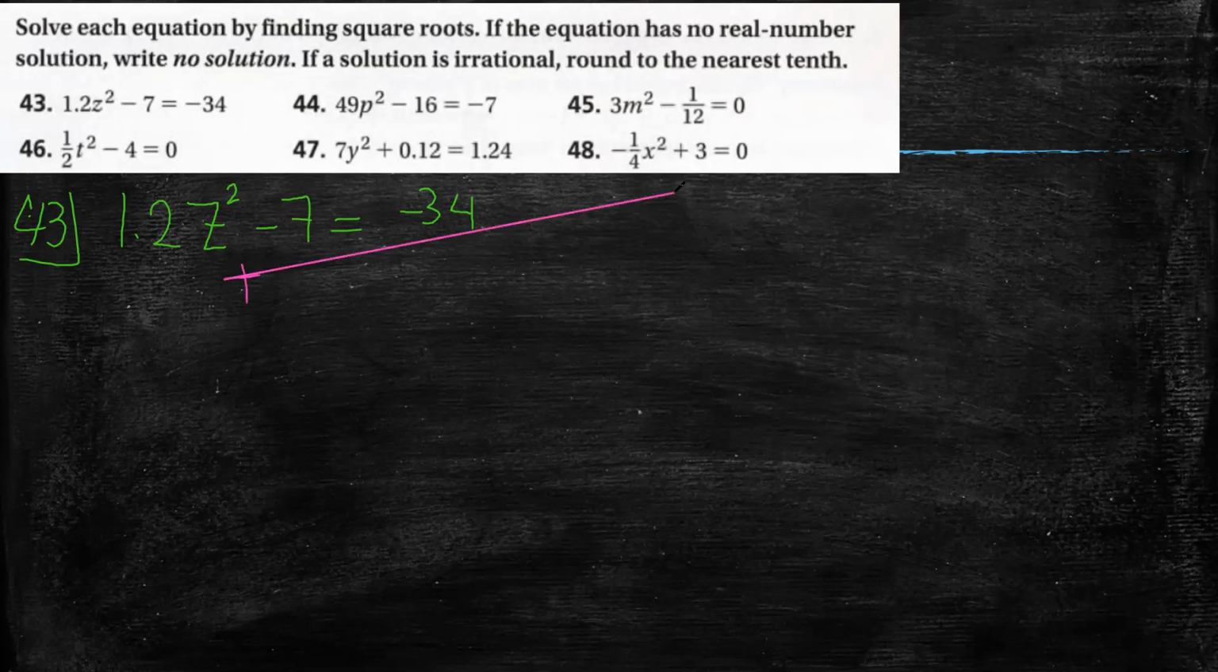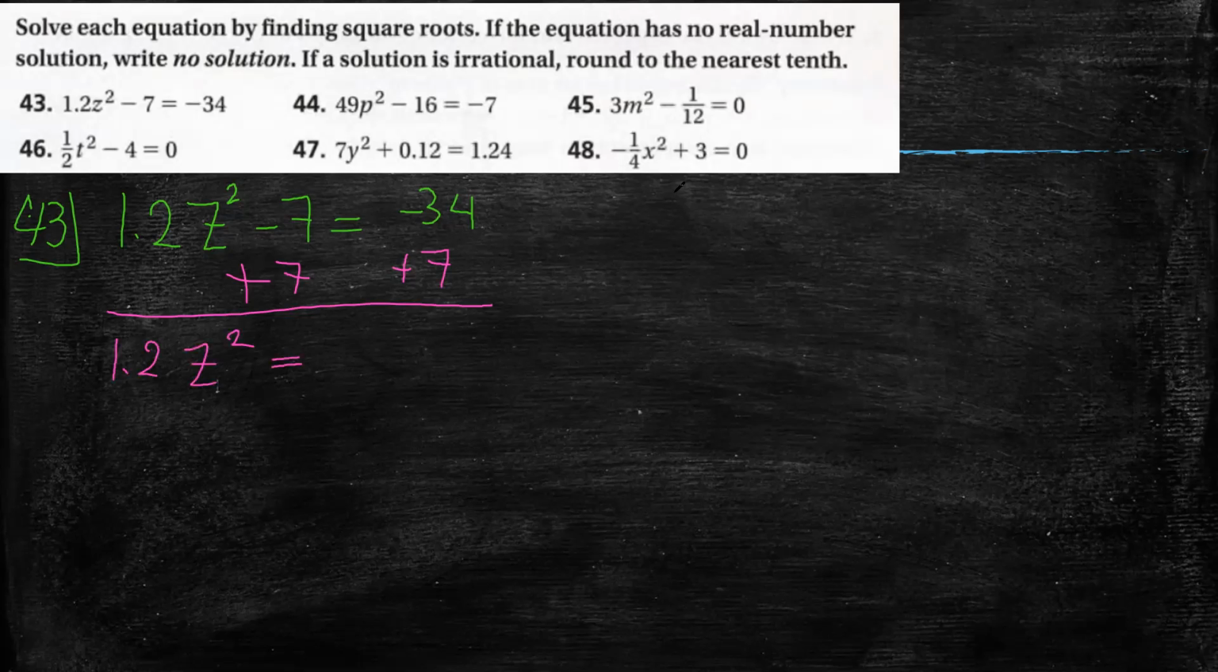Then plus 7, because as I told you, I want to isolate the variable on one side and the number on the other side. So 1.2 z squared equals negative 34 plus 7, which is negative 27.